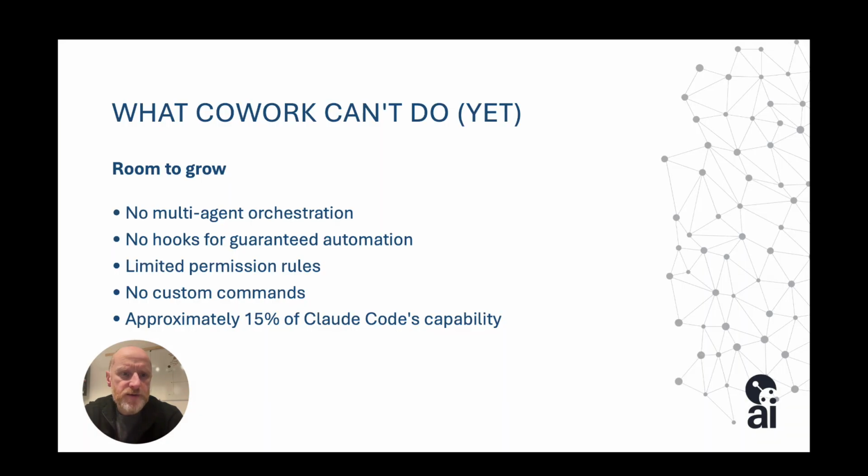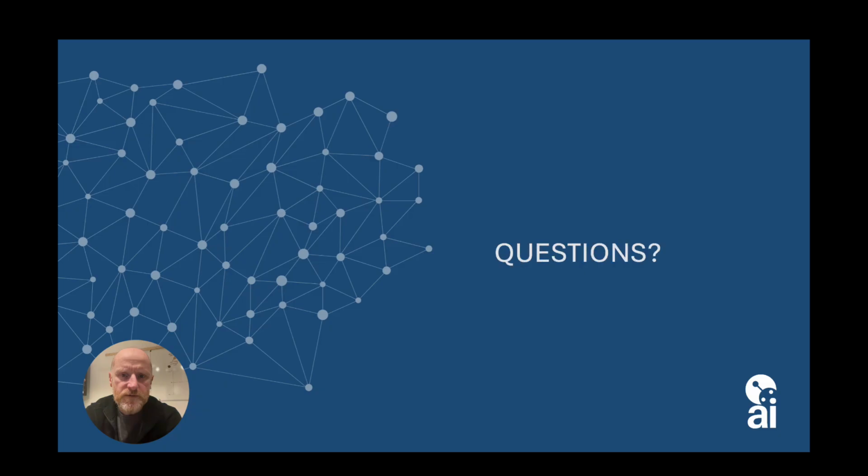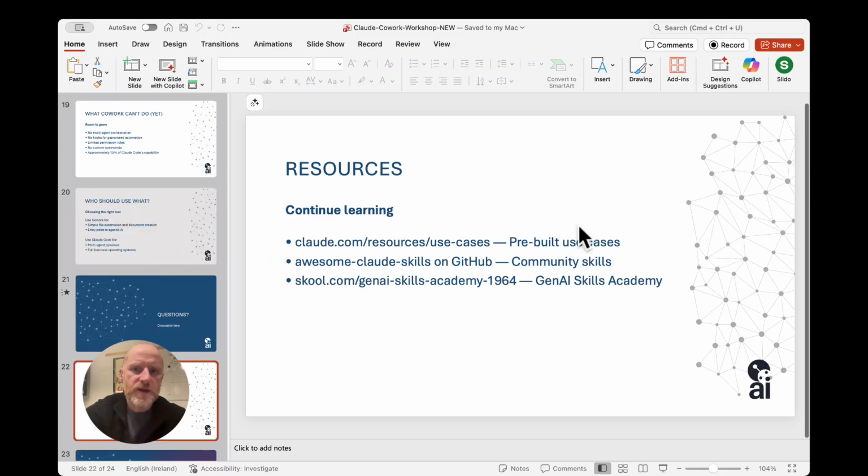Some limitations: no multi-agent orchestration, no hooks for guaranteed automation, limited permissions, no custom commands. You can't run / commands in Claude desktop app. Claude Code is far more capable. Use Cowork for simple file automation, document creation. It's an entry point for agentic AI. Multi-agent pipelines, Claude Code, full business operating systems. So just get out of that.